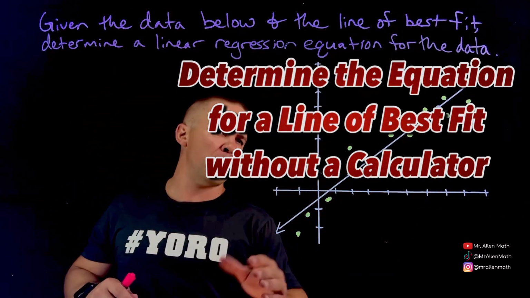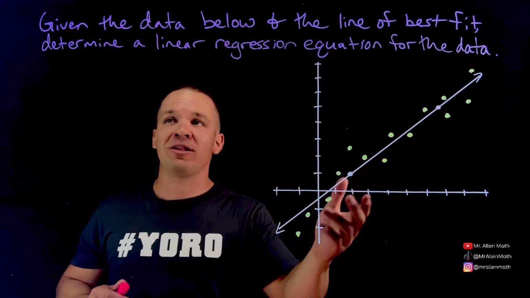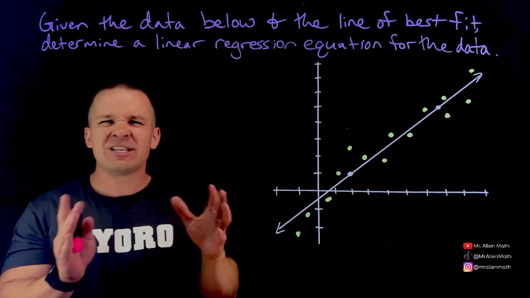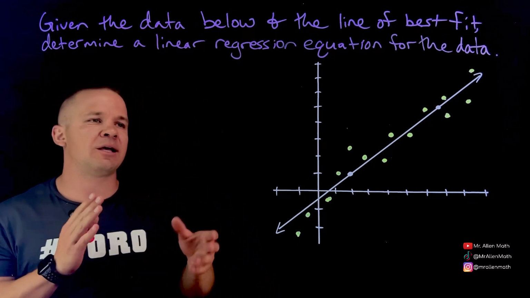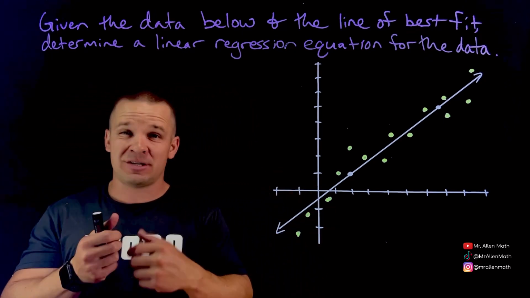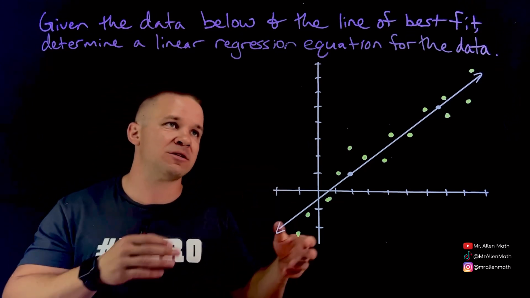We got a little graph and line of best fit, it appears. All right, we got given the data below and the line of best fit. Look at that. Determine a linear regression equation for the data. Okay, so this is one where we'd probably do this by hand, without a calculator. You can do these things with the calculator. I'll do that in another video where I show you how to input this stuff into a scatter plot, and the calculator will actually spit out the line of best fit, okay?